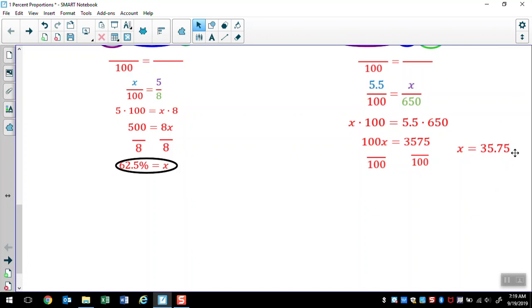You're going to notice I did not put a percent sign on it this time. That's because we already had a percent. That was our 5.5%. This time we were looking for the of, or the is. So no percent signs on here. The only time you put a percent sign on your answer is if the variable was over 100. Circle our answer, and we're done.